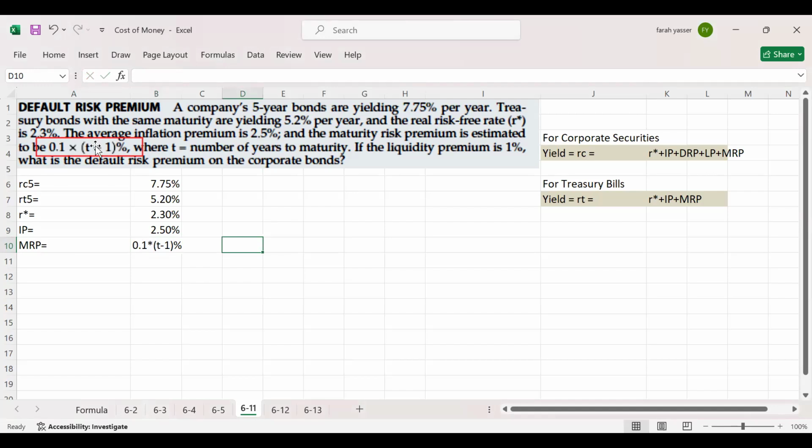How? This T basically represents the number of years to maturity. So RC and RT are for 5 years, which means T is 5. And here we can calculate MRP, or maturity risk premium. We take 5 instead of T, meaning the number of years to maturity, minus 1, and then percentage. So here we can calculate it in this way, multiplying all these.